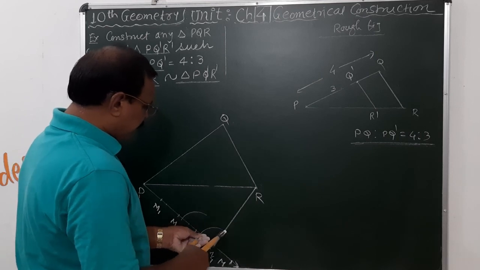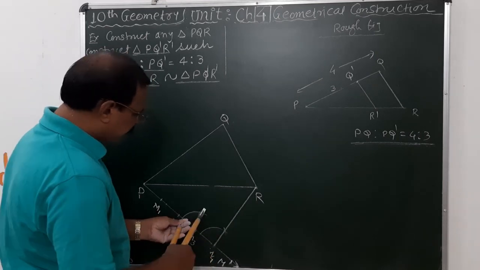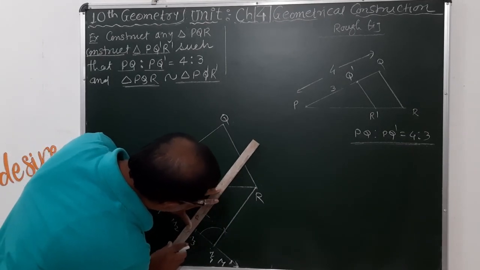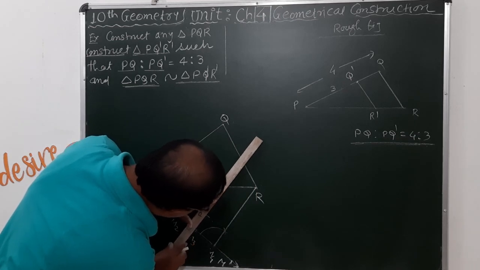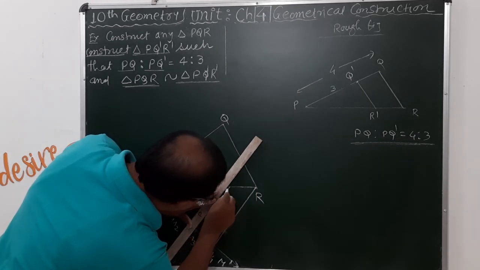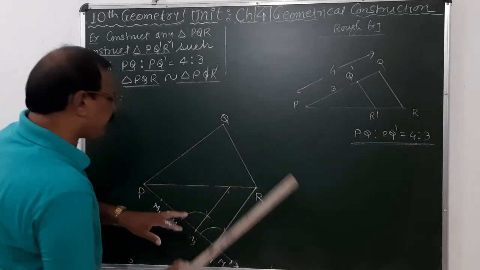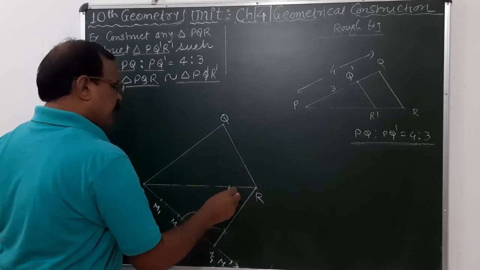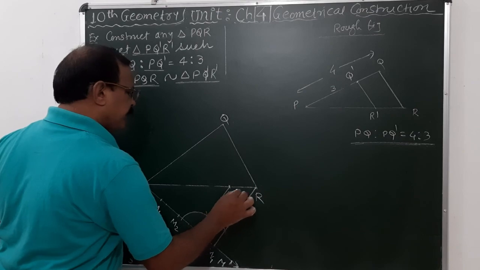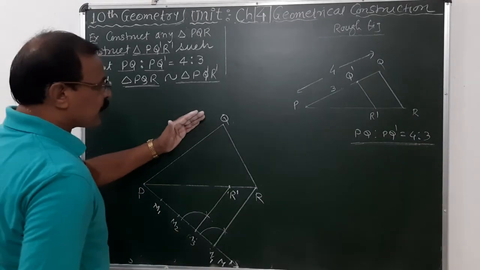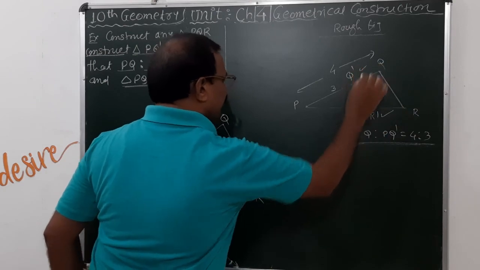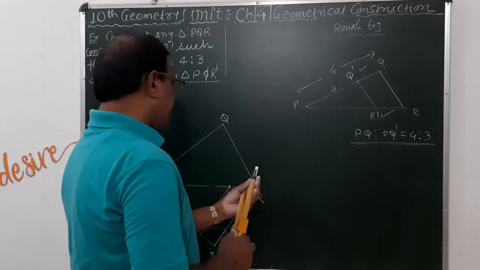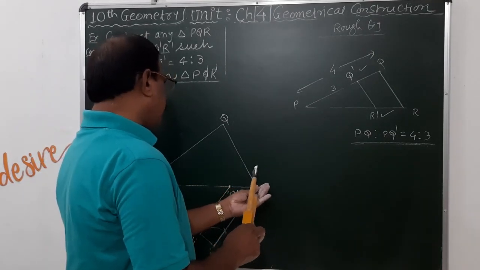Now here I draw a congruent angle here. I draw a ray which is passing through these 2 points here, which intersects segment PR at this point. Okay. Now this point is nothing but your R dash point here. Now to find out the Q dash point here, what to do here? I draw a line here which is parallel to QR.